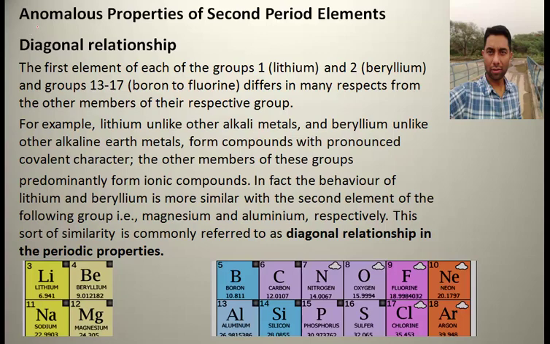Hello students, so this is the second part of chemical trends in the periodic table of various elements. Under this, the first one was valence or oxidation state, and the second one is anomalous properties of second period elements. This is again a very important property shown by the second period elements. All the second period elements show certain abnormal characteristics compared to the rest of their group members.